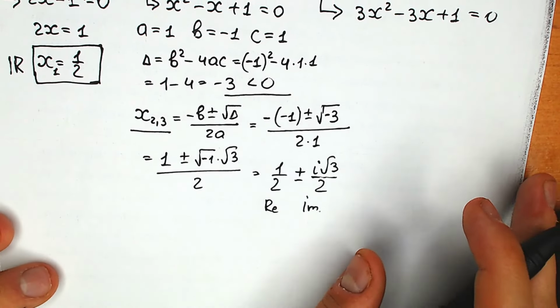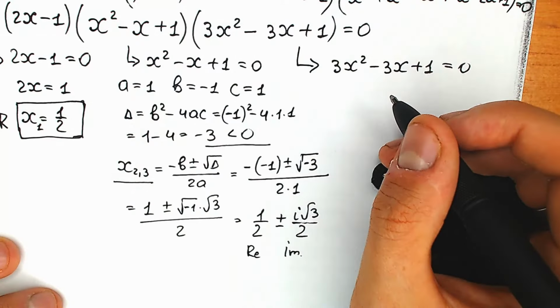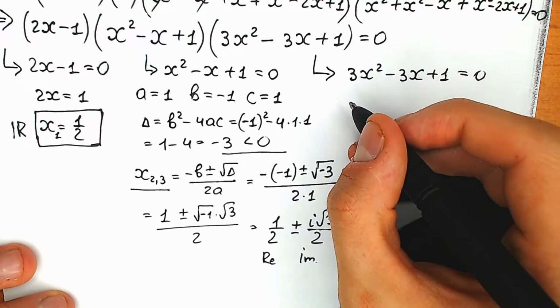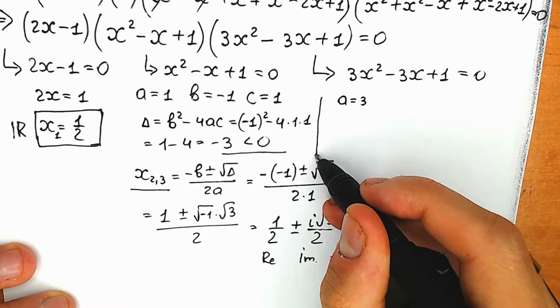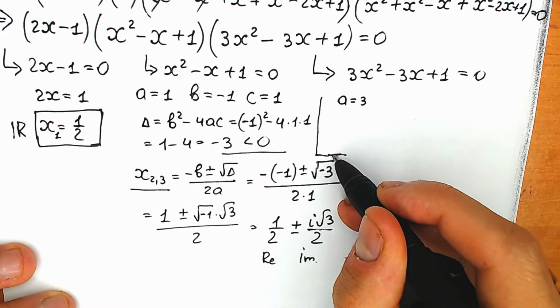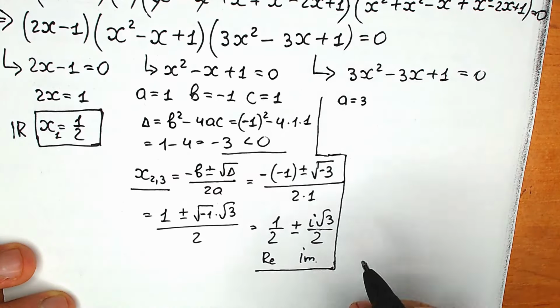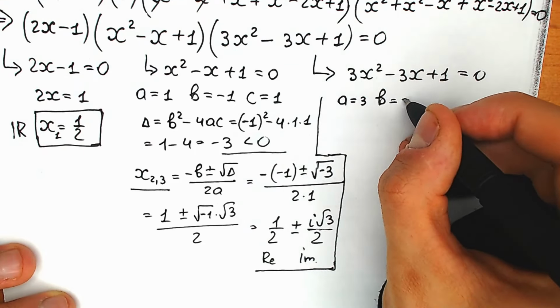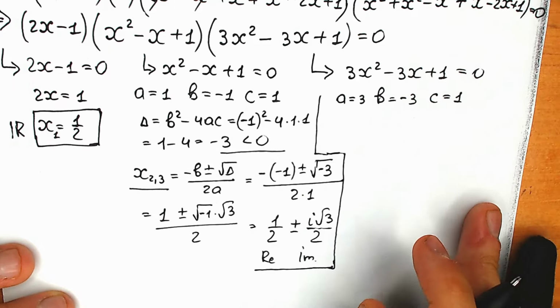Right now, let's go to the last equation. This is our last equation on the right side, and let's use the same method as we solved it before, method of coefficients. First of all, let's split it like that, because maybe there are a lot of students who get confused because of this solution. So right now, a equal to 3, b equal to minus 3, and c equal to 1.